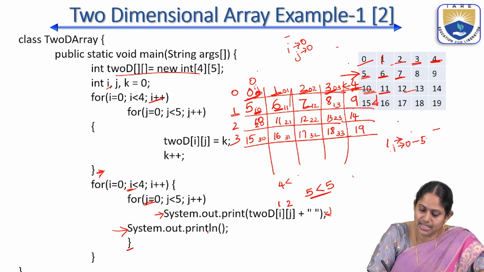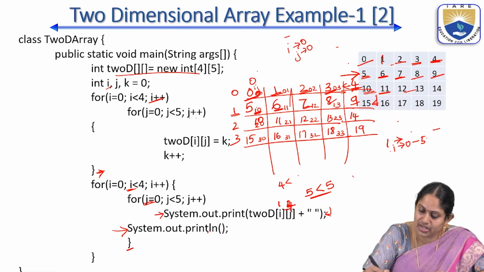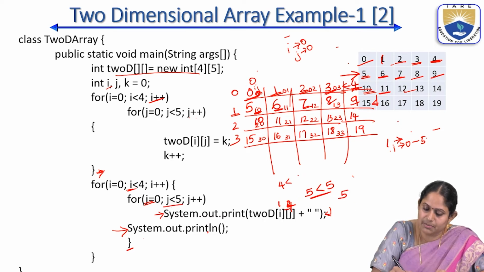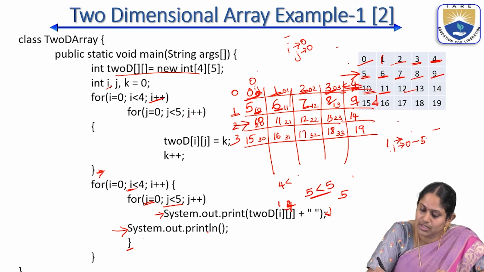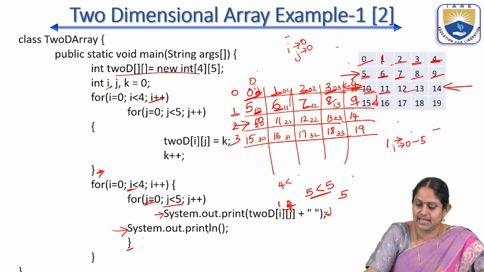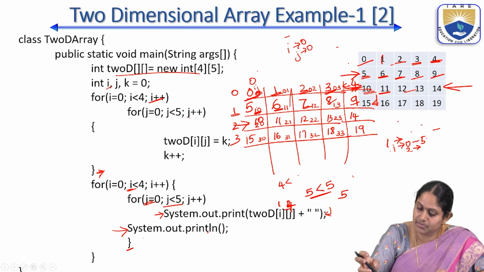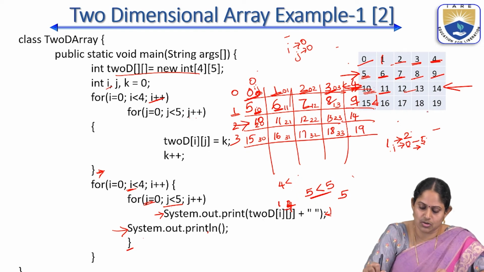Then next is j++, again 3. So 1, 3, the element is 8, it is displayed. Next is 1, 4, the element is 9, retrieved and displayed. At this point, j becomes 5, this condition fails, it comes out, it prints the new line, it takes the control to this line. So again it starts with i equal to 2, and j from 0 to 5. Likewise, the other two rows are also printed.